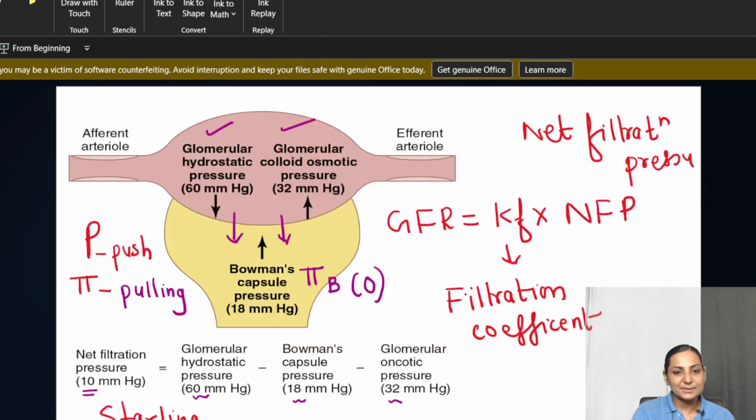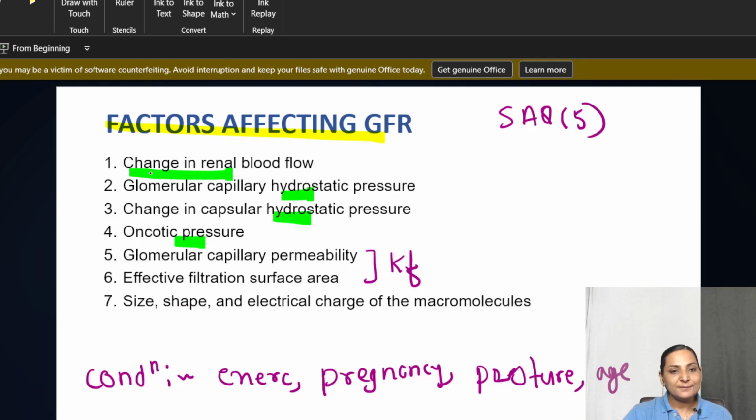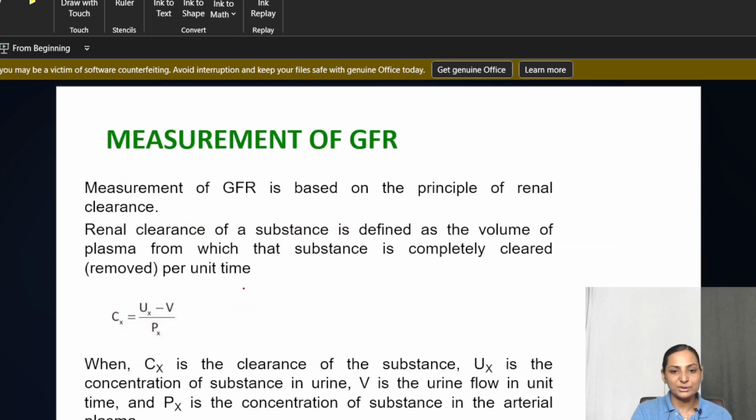I going to write? Factors affecting: change in the renal blood flow, glomerular capillary hydrostatic pressure, Bowman's capsule hydrostatic pressure, oncotic or colloidal osmotic pressure, the filtration coefficient, that is the glomerular capillary permeability, effective filtration surface area, the size, shape, and the electrical charge of the molecules.